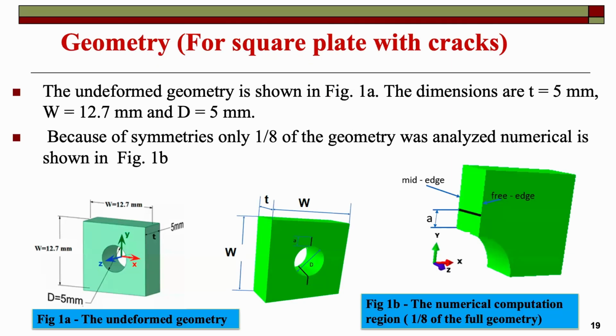So the undeformed geometry is shown in Fig 1A. This is the optimal geometry that we got from the no-crack analysis. Because of the symmetry, one eighth of the geometry was analyzed, and the material is shown in Fig 1B.